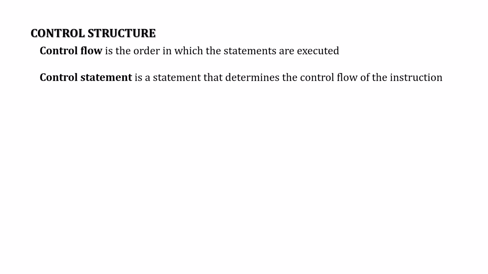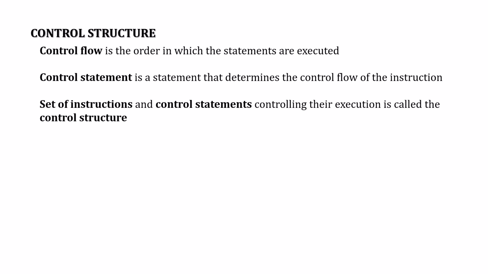And the next one is control statement. So what is a control statement? A control statement is a statement that determines the control flow of the instructions. So why are we going to see control flow and control statement here? By combining these two, we form a new structure called control structure. So the set of instructions and the control statements controlling the execution is called control structure.